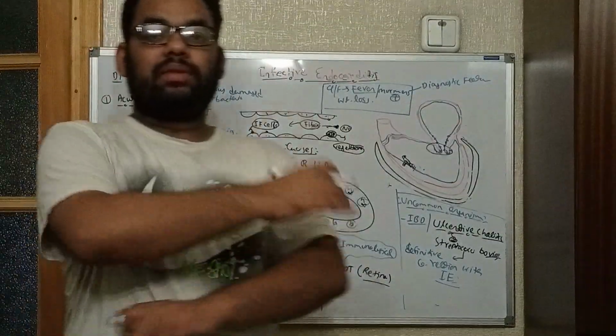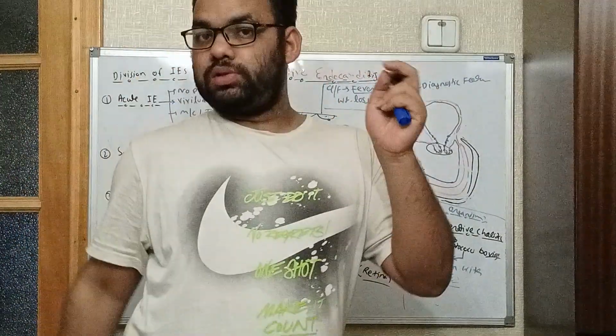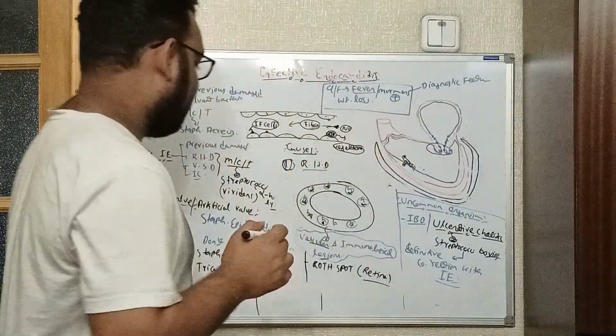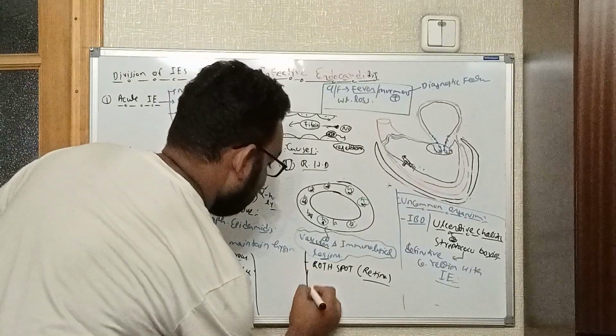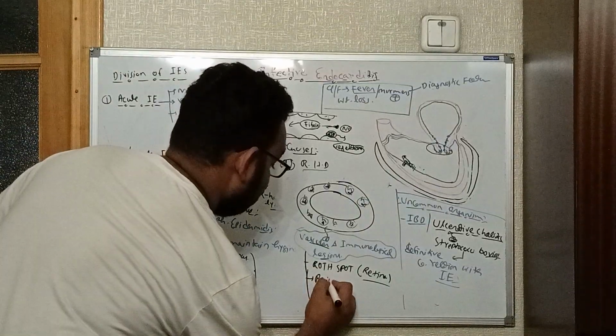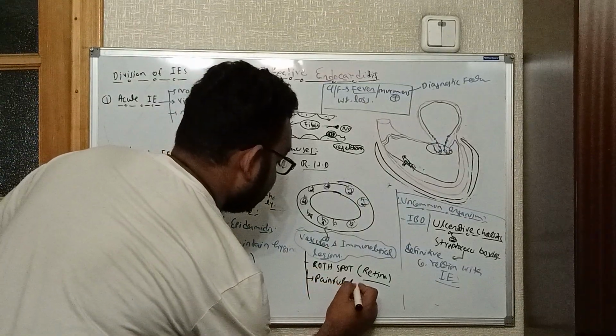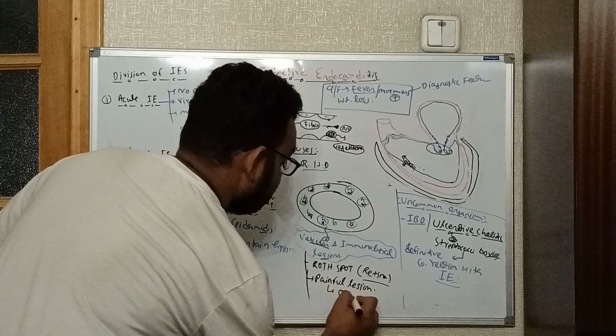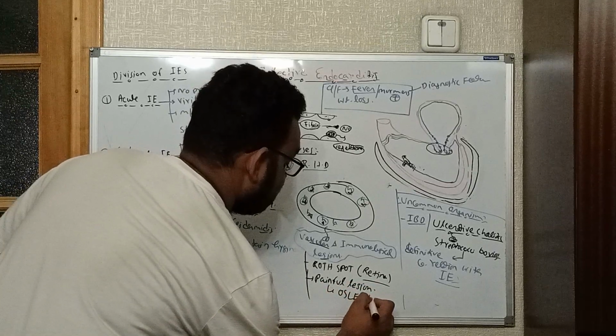Then if we look at the palms and the soles, here in the legs, we will see painful lesions. So we will get painful lesions over here, and that is known as Osler lesions.